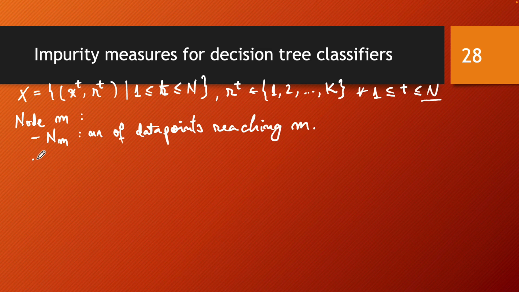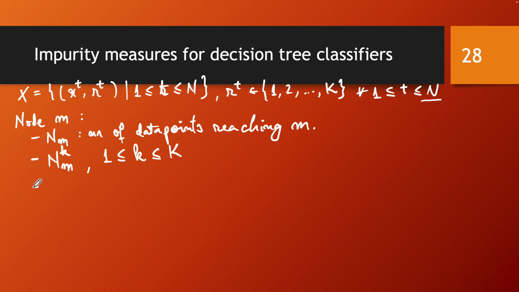And also I would like to make some notations for how many data points I have reaching M from each one of those classes. I'm going to denote this by n, so the number of data points in node M coming from class K. So this is going to be for all these classes from 1 to K. Again, this is about the number of data points in node M from class K.